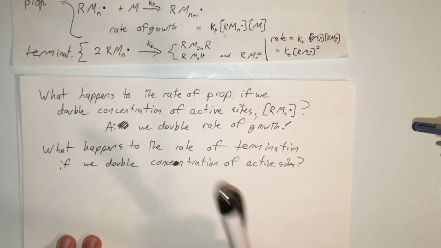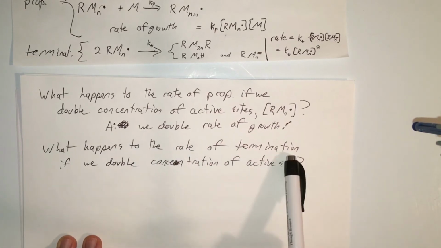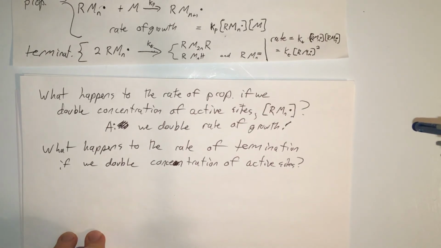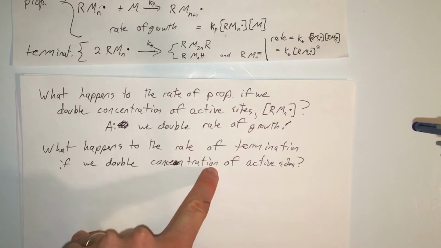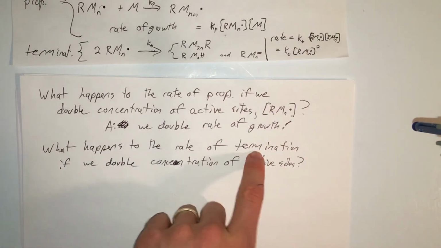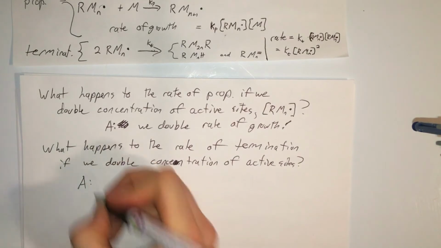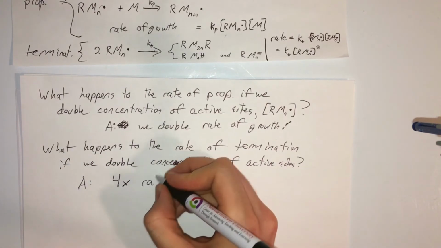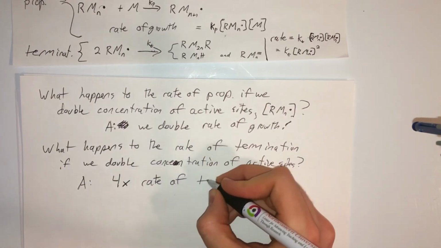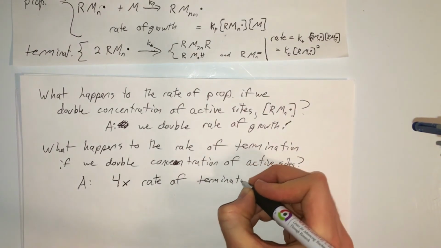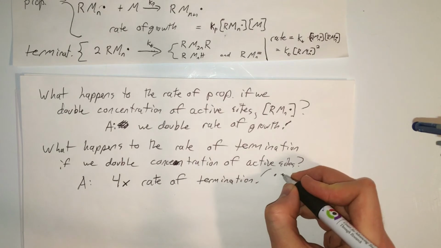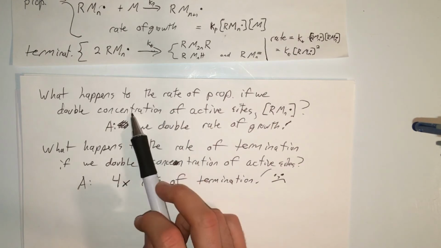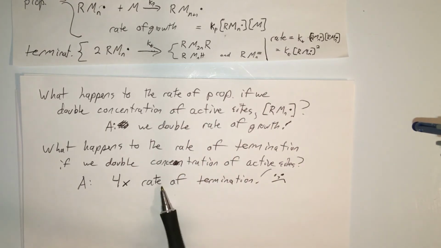All right, so here's maybe the downside. What happens to the rate of termination if we double the concentration of active sites? Pause the video and think what the consequence of doubling our concentration of active sites is for termination. So what's the answer? We get 4 times the rate of termination. Sad face here. So if we want to double the rate of growth, we must quadruple the rate of termination.